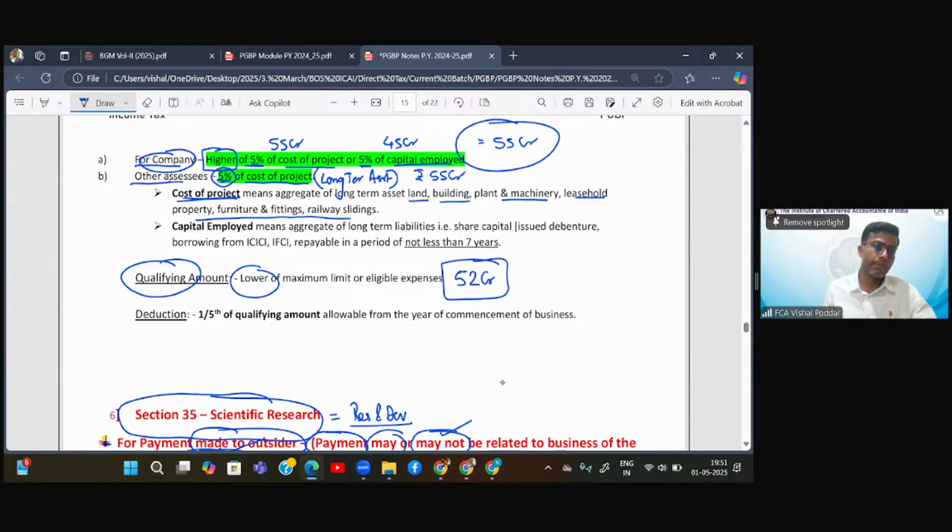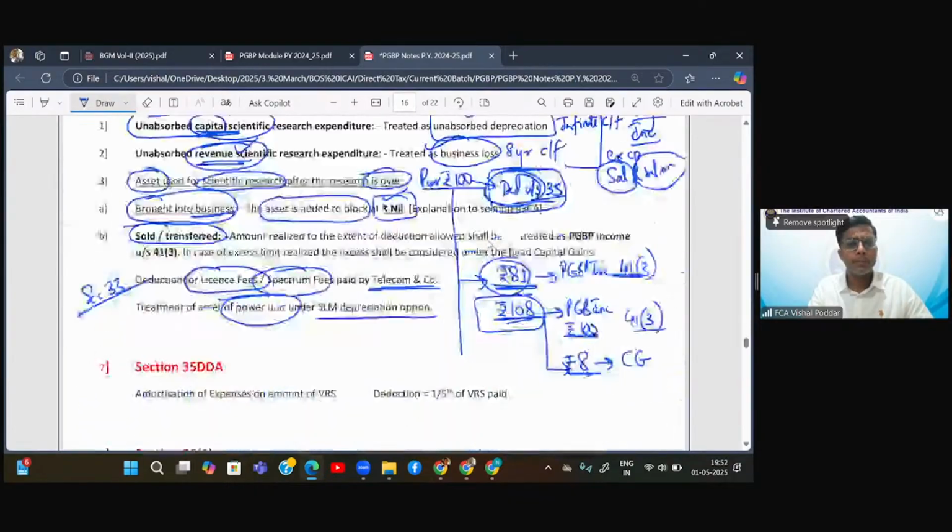That is actual expenses. So whatever are your actual expenses, compare it with the limit, and obviously limit is the maximum amount. Your deduction will be lower of these two amounts. So in my example, it comes to 52 crores. Now the deduction will be allowed over 5 years. So from the year in which you commence your business, you start taking 1/5 of this amount as your deduction. So 1/5 of 52 crores in year 1, year 2, year 3, year 4, year 5 of your business. Is this fine? This is the deduction for preliminary expenses.